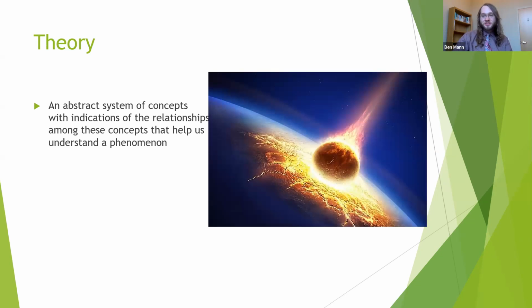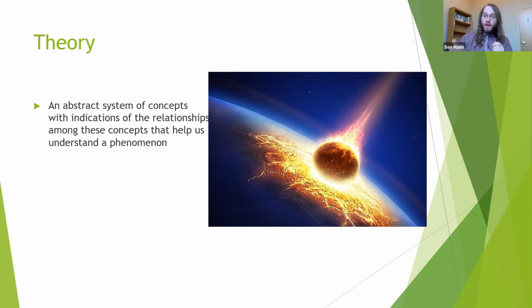So moving on to the last chapter and the last bit of content, and I know I'm covering a lot of ground for today, but I do want to hit on some of the important points here. Theory is about an abstract system of concepts with indications as to the relationship among those concepts to help us understand a phenomenon. So to break that down, right, theory generally has concepts or topics that indicate a relationship among those topics. That is, the different ideas within a theory have relationships to each other and help us to understand the world.